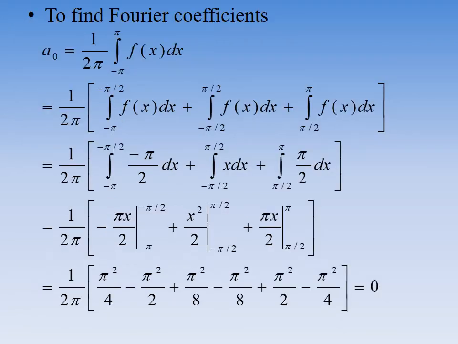Now you have to find the Fourier coefficient a naught. a naught is equal to 1 by 2 pi integral from minus pi to pi f of x dx. Now we are splitting the integral from minus pi to pi as minus pi to minus pi by 2, minus pi by 2 to pi by 2, and pi by 2 to pi. And you are splitting this integral and substituting the various values of f of x, and then if you are integrating and substituting the limit, then a naught is equal to 0.